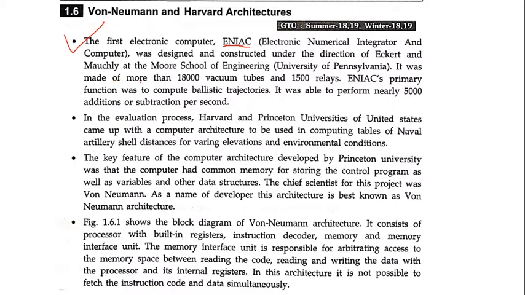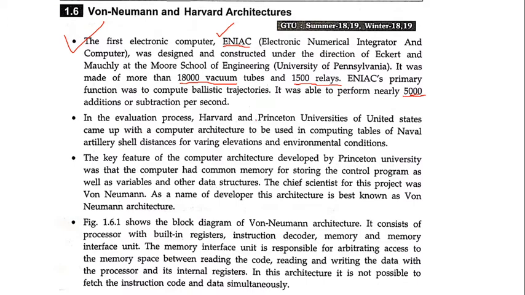It was made of more than 18,000 vacuum tubes and 1,500 relays. Okay, ENIAC's primary function was to compute ballistic trajectories. It was able to perform nearly 5,000 additions and subtractions per second. So this is very fast for its era, the first computer, that is very fast for the technology of that time.